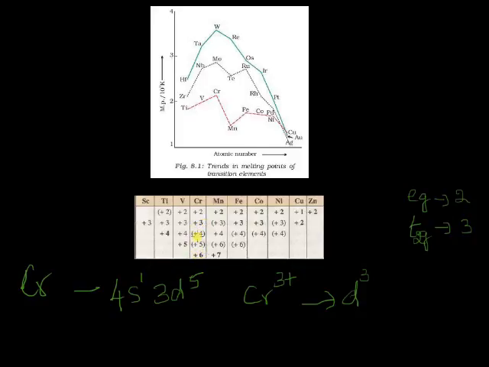And for +6 it loses all its s and d electrons, 4s electrons and 3d electrons. For Mn, the 2 oxidation states are +2 and +7, which are given in bold letters. The +2 state arises when Mn loses its 4s electrons. See, in MnCl2 and MnSO4, in these salts, it is exhibiting an oxidation state of +2. And in KMnO4, manganese is exhibiting an oxidation state of +7.